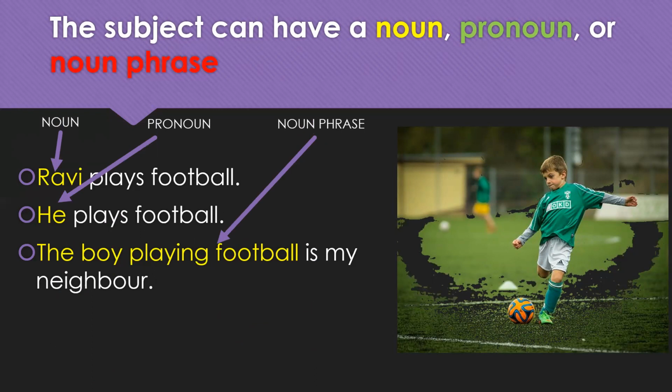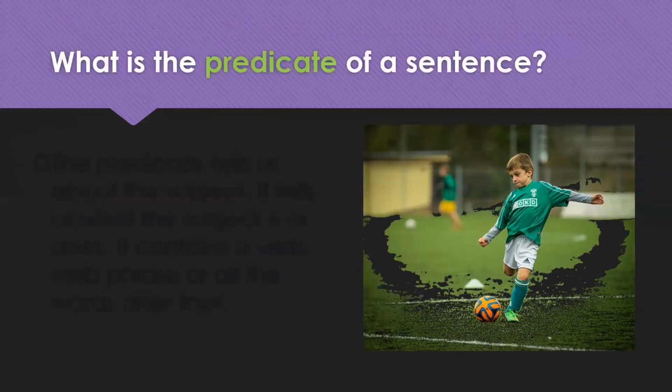And yet, in all three cases, the highlighted words make up the subject of the sentence. Ravi is the subject in the first sentence. He is the subject in the second sentence. And the boy playing football is the subject in the third sentence.